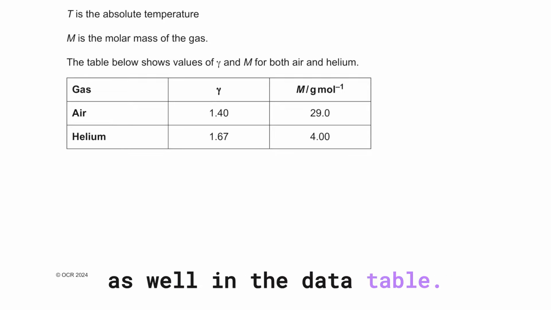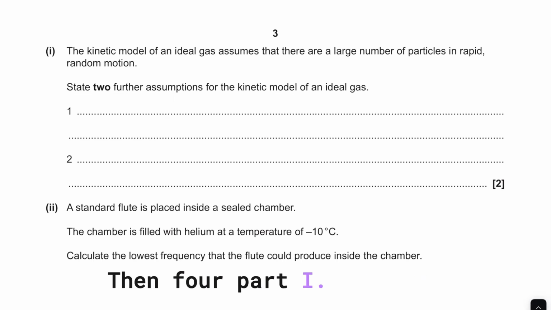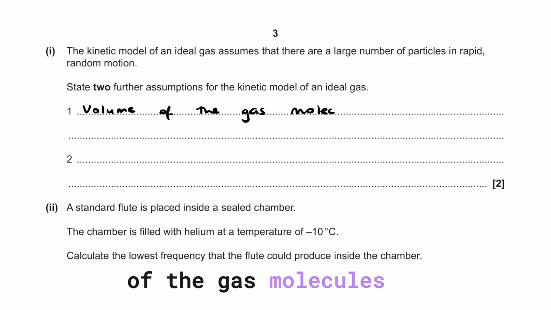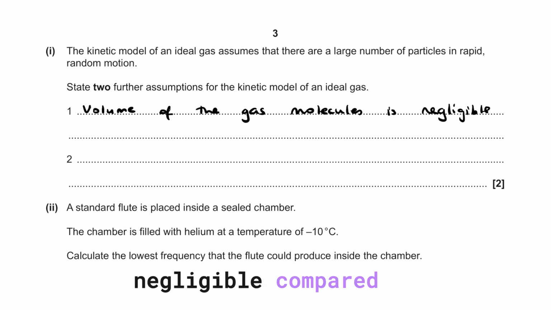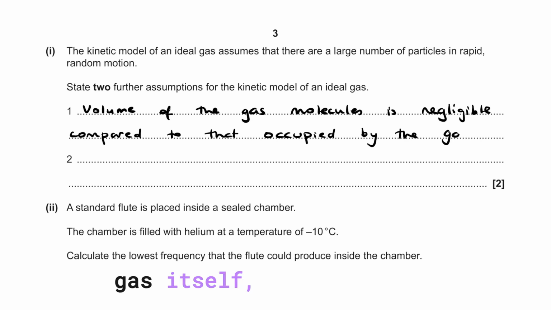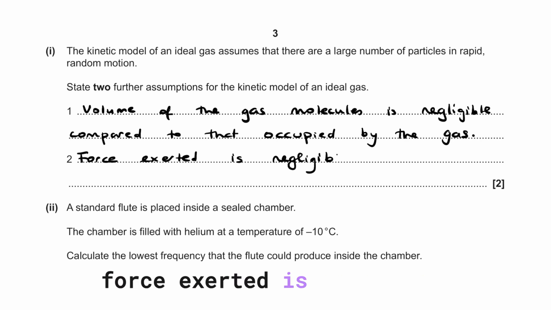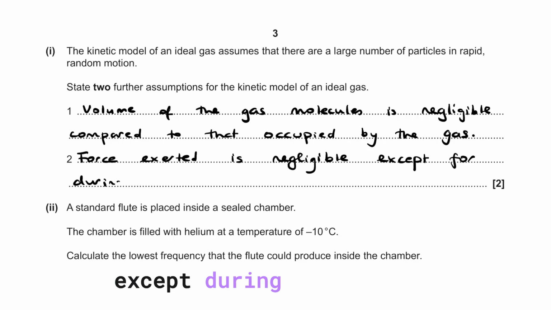in the data table. Then for part I, it says the kinetic model of an ideal gas assumes that there are a large number of particles in rapid random motion. State two other assumptions for the kinetic model of an ideal gas. You could say that the volume of the gas molecules is negligible compared to the volume occupied by the gas itself. And secondly, force exerted is negligible except during collisions.